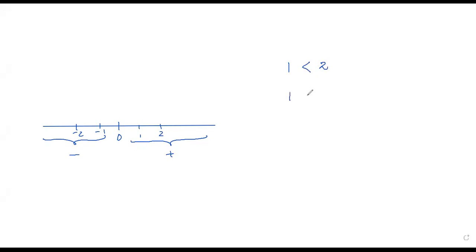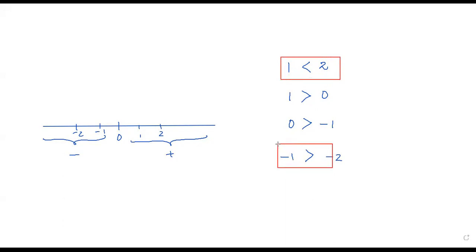When you compare 1 and 0, you know that 1 is bigger. When you compare 0 and negative 1, 0 is bigger. So when you have negative 1 and negative 2, negative 1 should be bigger. You want to understand this very well: when you take positive 1 and 2, 2 is bigger. But when you have negative 1 and negative 2, negative 1 is bigger. Keep that in your mind.